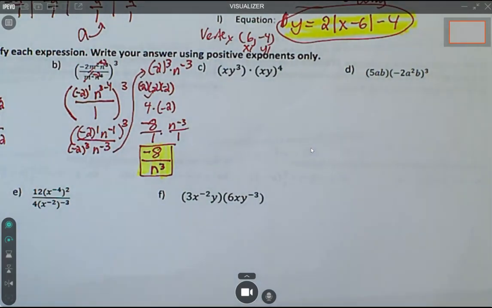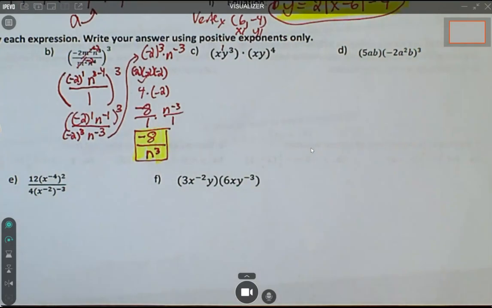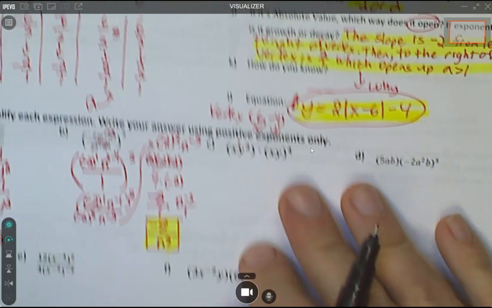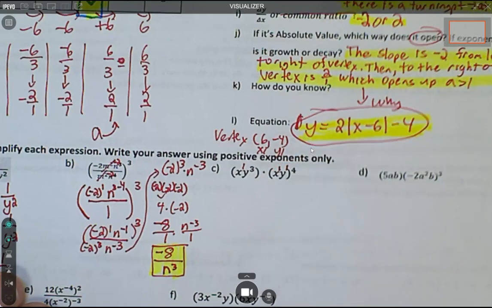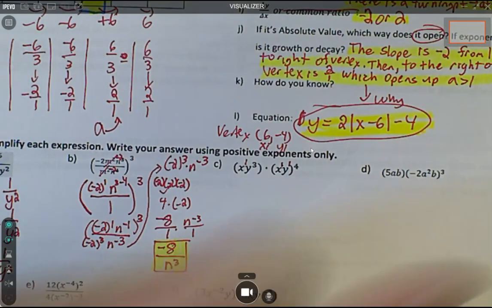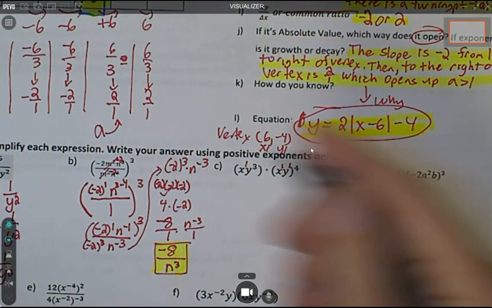Okay, power to a power is multiply. So this is x to the first. Okay, that's x to the first. All whole numbers or variables have an exponent of 1. It's just not written, because you're multiplying x by itself once.